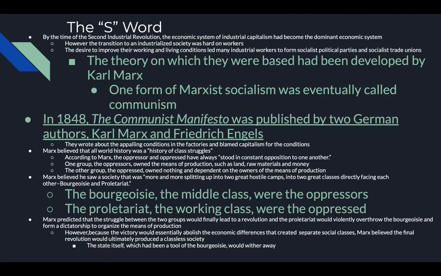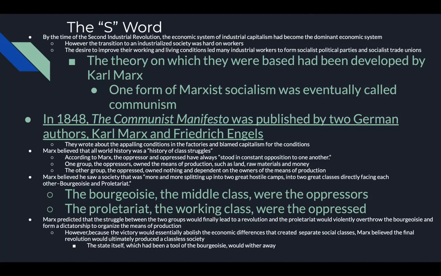Marx believed he saw a society that was more and more splitting up into two great hostile camps, two great classes directly facing each other, the bourgeoisie and the proletariat. The bourgeoisie, or the middle class, were the oppressors. The proletariat, or the working class, were the oppressed.